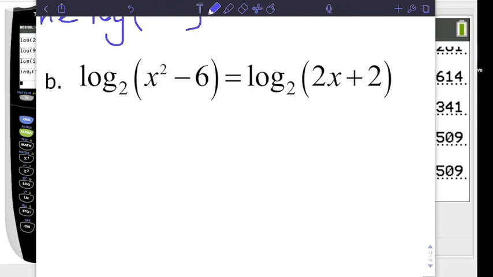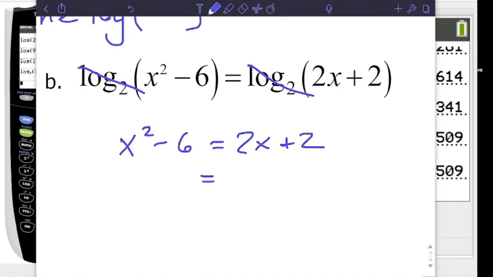Like before, if you have logs with the same exact base, cancel them out. Then we'll go x squared minus 6 equals 2x plus 2. If you see something with x squared and x, hopefully that's screaming out at you: solve by factoring or quadratic formula. I'm going to solve by factoring. I'm going to keep x squared positive. It makes our life easier if x squared is positive.